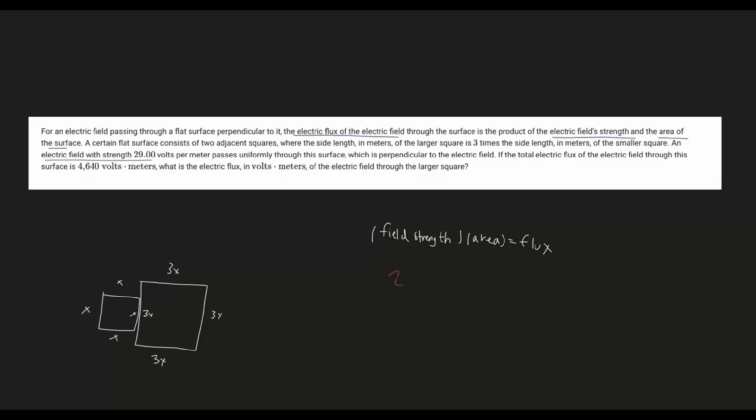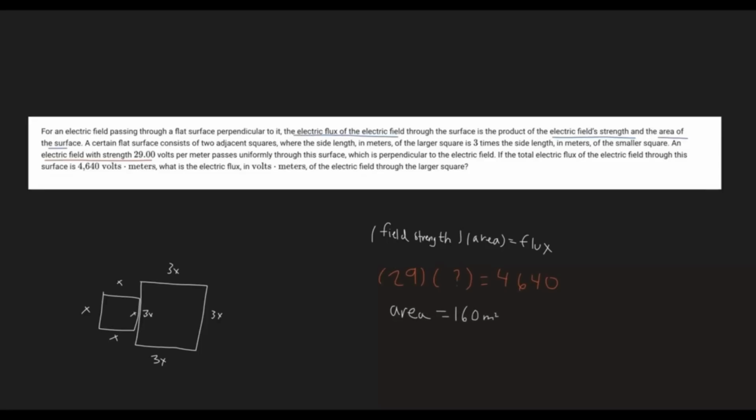So 29 is going to be our electric field strength. And now the thing with the area is we don't know what the area is, but we can solve for the area because they've given us the total flux that affects both the small and large square. So the total flux is 4,640 volts times meters, right? So what we can do here is just a simple calculation to find the total area. So here we can just have area, and this will be 4,640 divided by 29. So the area would be 160 meters squared.